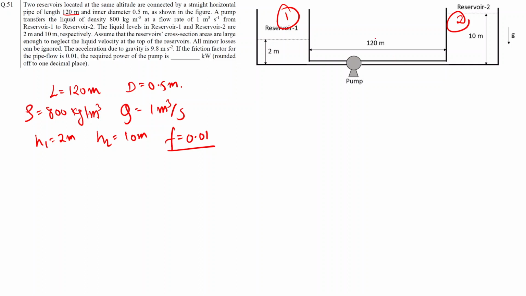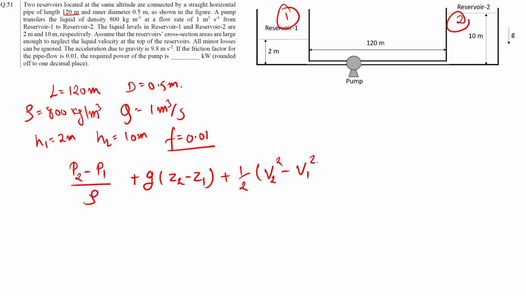So we can write the Bernoulli's equation across this point 1 and 2, which will give us this equation. P2 minus P1 upon rho, where P2 is the pressure for reservoir 2 at the discharge of the pump, and P1 is the pressure at the suction of the pump, plus g into Z2 minus Z1, plus half V2 square minus V1 square, plus friction losses, plus the work done required by the pump. This will be equal to 0.